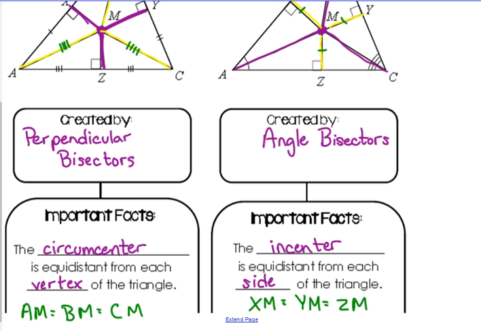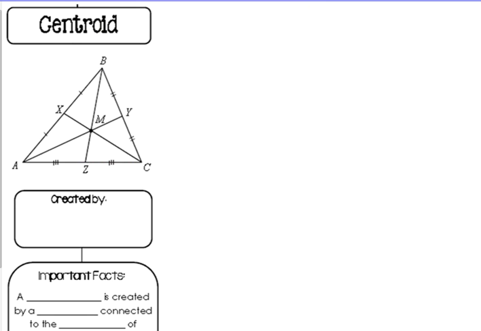In-center: angle bisectors, equidistant from the sides. The last one we're going to talk about is what we call the centroid. The centroid is created by the medians. So we've got that property back where it's halfway. It's cutting the sides in half there, but this time it extends all the way from a vertex.